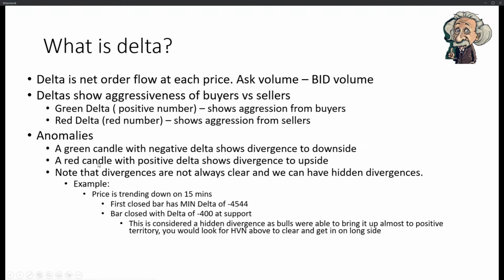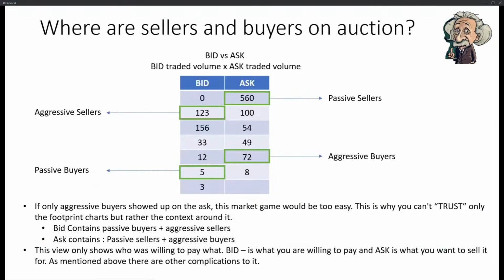Okay. Anomalies here, that's what I kind of break down. Green candle with negative delta shows divergence to the downside, and red candle with positive delta shows divergence to the upside. So they're not always straightforward. Just because you see that type of divergence between a green candle and a delta, it doesn't necessarily mean that's the only one. There's also something called absorption, and you guys have heard me say it, a lot of people in this room or Discord say, oh, it seems like there's a little bit of an absorption happening. Who can explain absorption using this slide here?